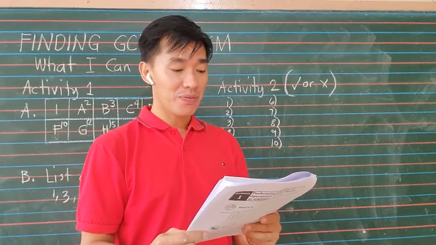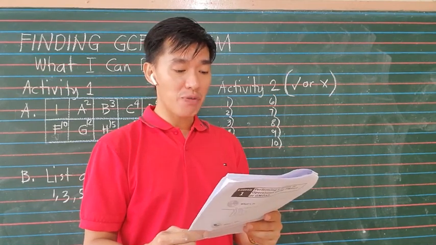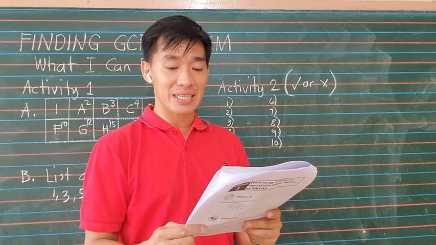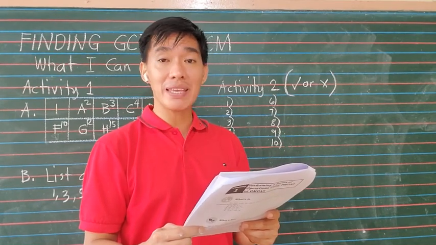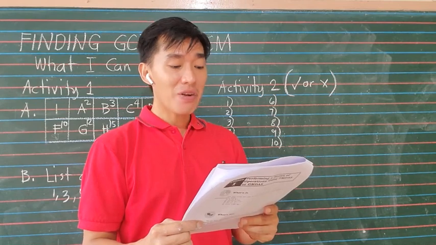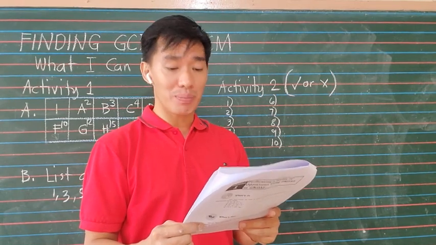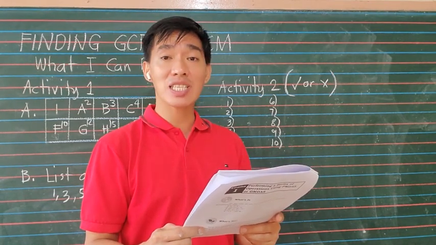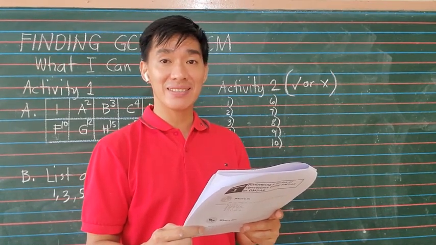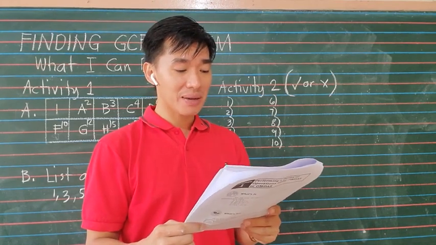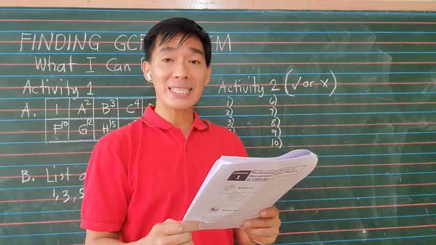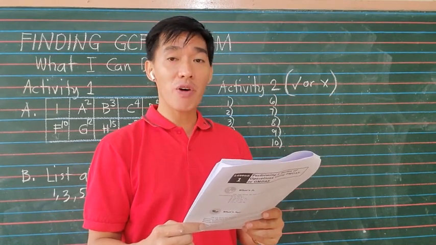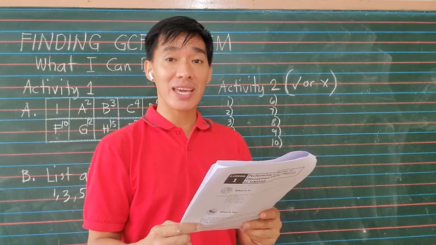Question number 5. In finding the GCF of two numbers, after the prime factors are listed, it has to be divided. Question number 6. The GCF of 20 and 28 is 2.